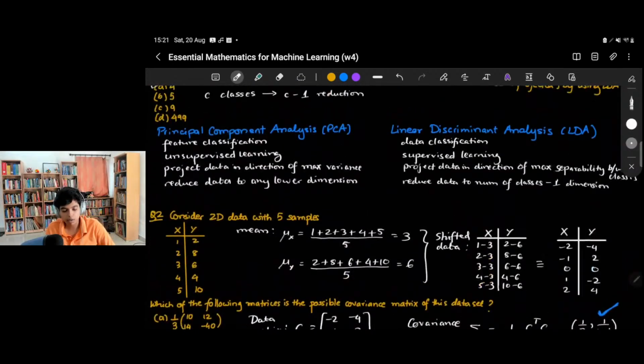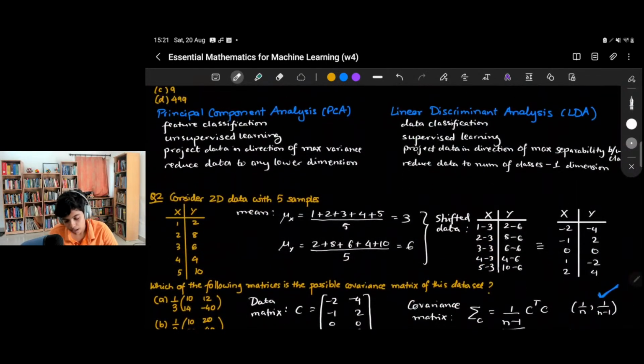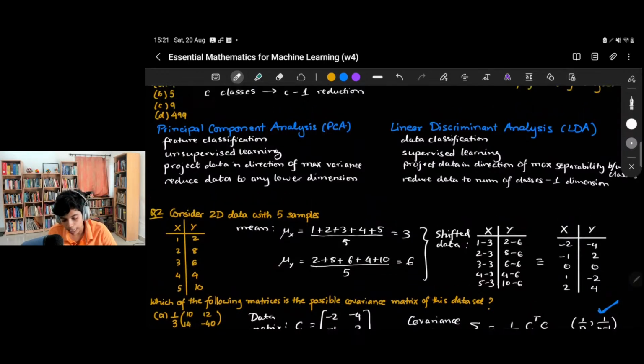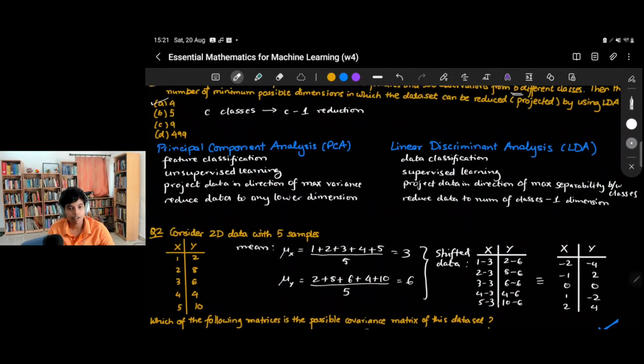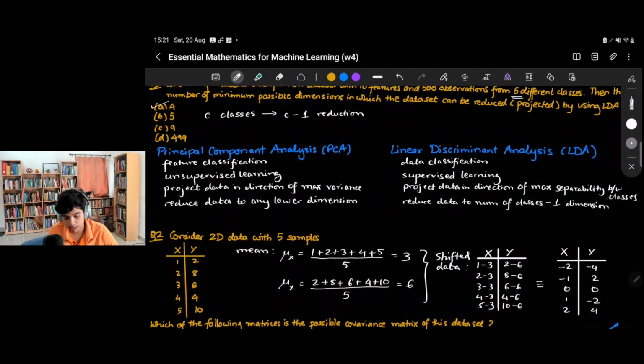So we'll go up. I had written down the features of LDA and PCA over here. So we see that LDA is for data classification. LDA is a supervised learning technique. LDA projects the data in the direction of maximum separability between the classes and reduction of the data by one dimension less. Whereas PCA is for feature classification. It is an unsupervised learning technique. It projects the data in the direction of maximum variance and it reduces data to any lower dimension.